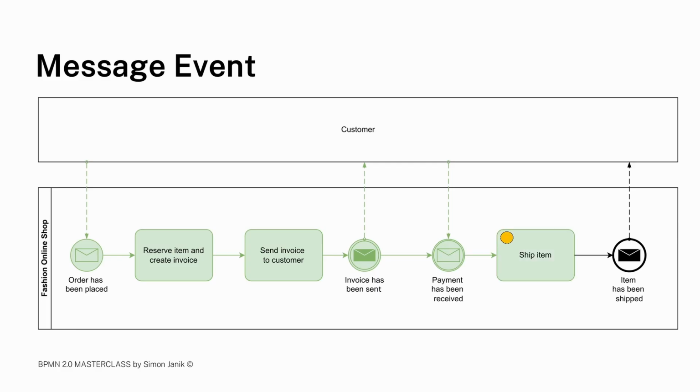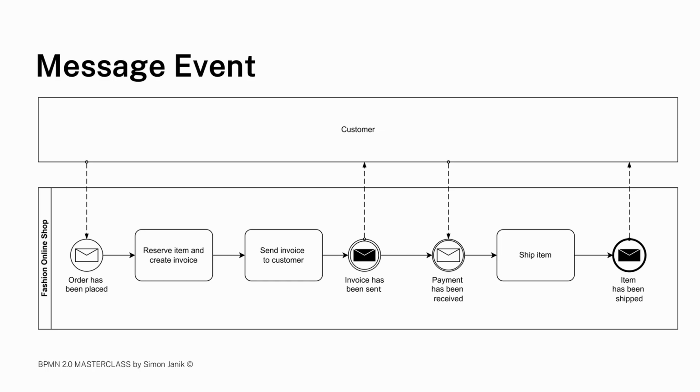Once the payment is received, we ship the item. The item is packaged and handed over to the delivery service. And finally, the process ends with an end message event, labeled "Item has been shipped." This means the shop sends a final outgoing message to the customer, confirming that the product is on its way.